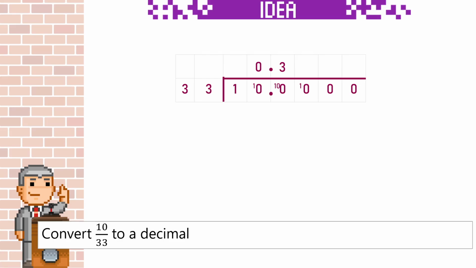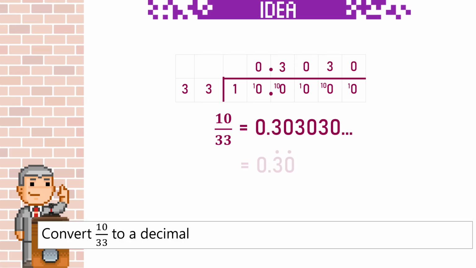How many 33s in 10? Again, still 0. How many 33s in 100? There's going to be 3, remainder 1. And you can see that we've got ourselves a repeating pattern here. This will go on forever. So the 1 and the 10 seem to be making a repeating pattern. If this happens, we have a recurring decimal.